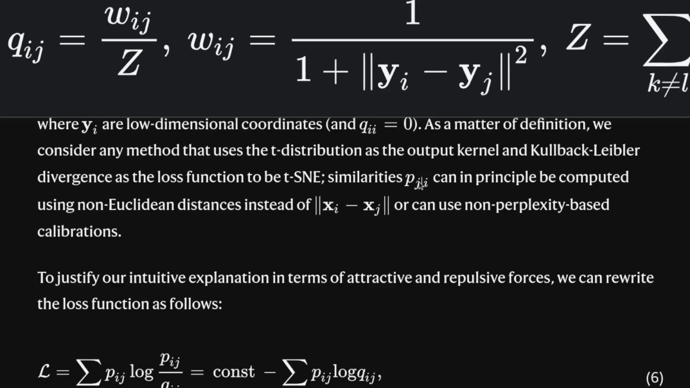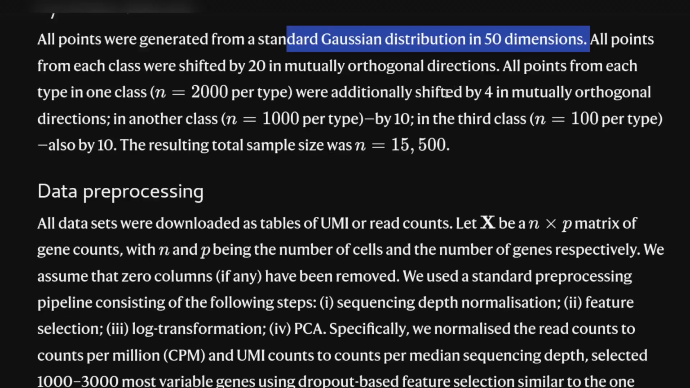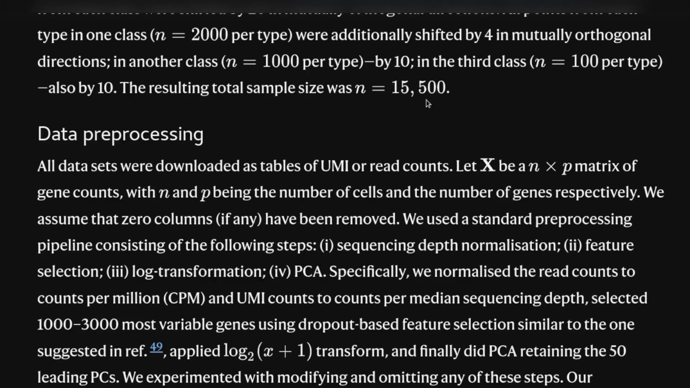Synthetic dataset. All points were generated from a standard Gaussian distribution in 50 dimensions. All points from each class were shifted by 20 in mutually orthogonal directions. All points from each type in one class, per type, were additionally shifted by 4 in mutually orthogonal directions. In another class, per type, by 10. In the third class, per type, also by 10. The resulting total sample size was fixed.